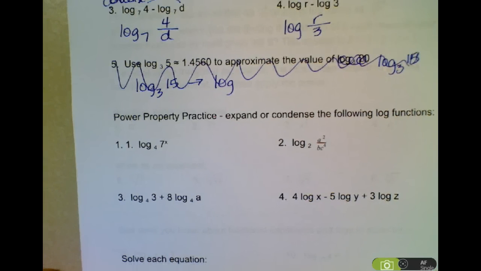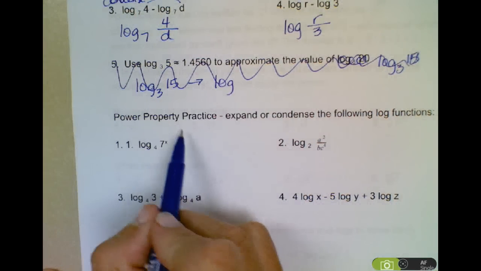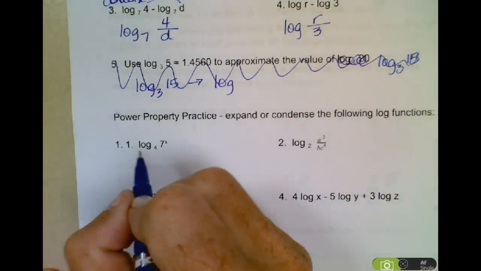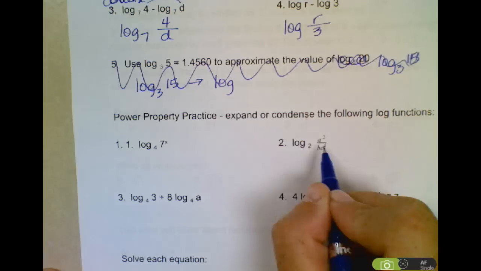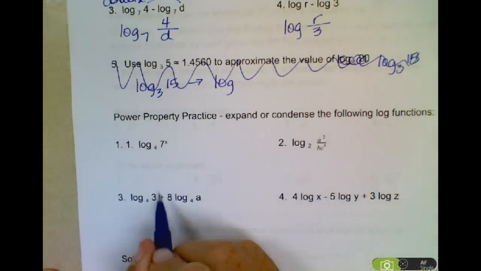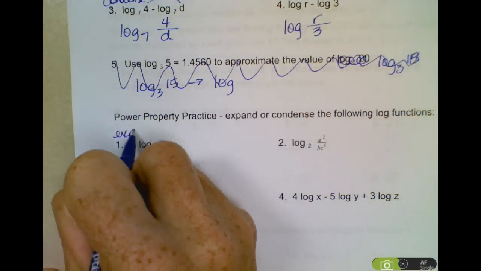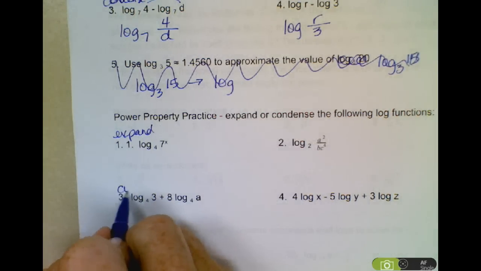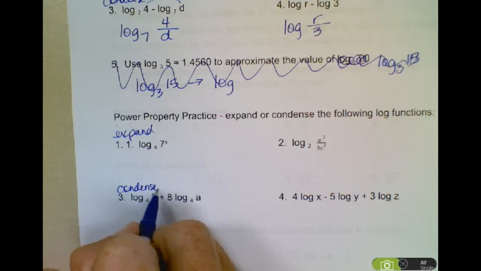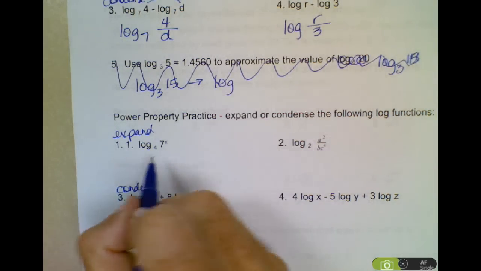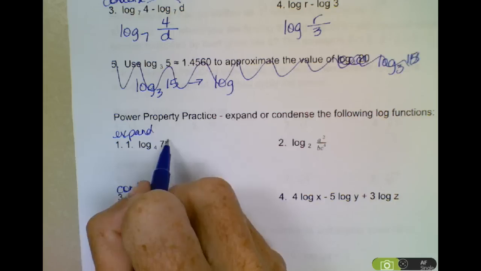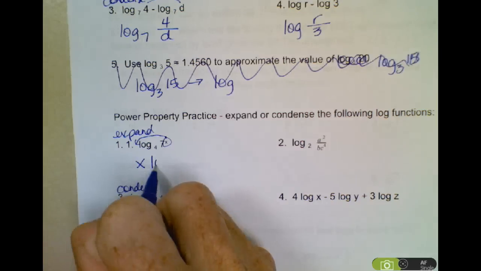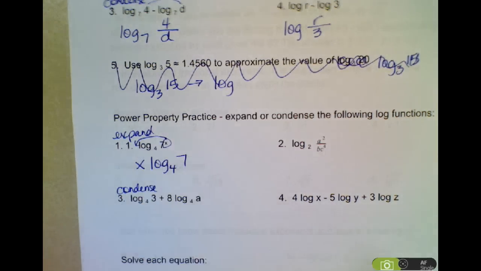Okay, so the power property practice, you're going to do the same thing, expand or condense, depending on what you see. If you see that you've got the power attached there, then you know that you have to expand it. If you see that it's got a number out in front, that tells you that you need to condense it because it's already been expanded. Okay? So let's do this. Power property tells us that that exponent comes out to the front and becomes a multiplier. So this would be x log base 4 of 7.